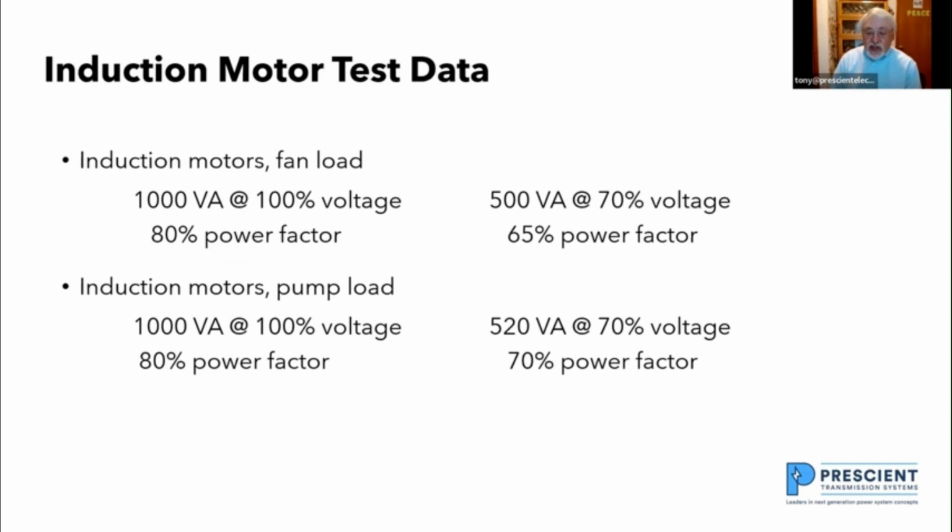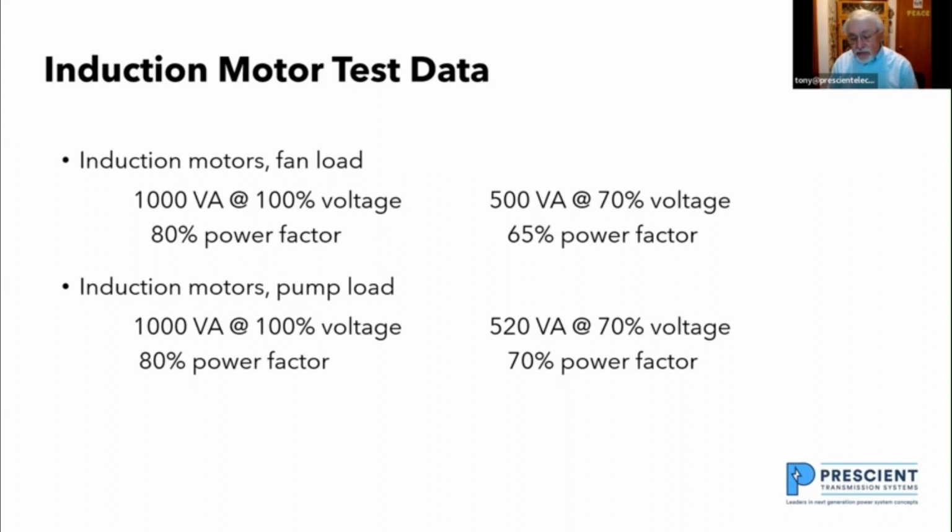So then we said, well, let's test the induction motors. So we tested a fan motor, and we had 1,000 volt amps, the equivalent at 100% voltage with an 80% power factor. We dropped the voltage to 70%, and the induction motor was drawing 500 volt amps, but the power factor dropped to 65%. Because what happens with motors, I have two curves I look at. One is the speed torque curve. Another curve I look at is the excitation energy versus speed curve. Once you drop below 80% speed, the excitation energy in an induction motor jumps up a lot.